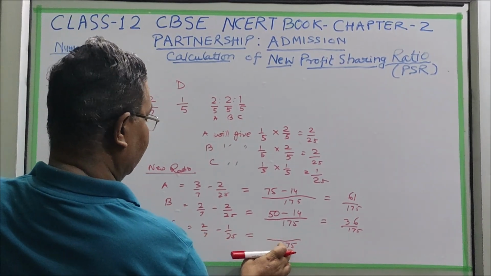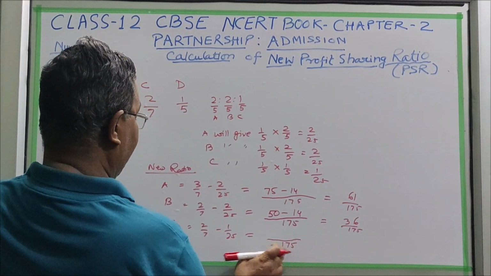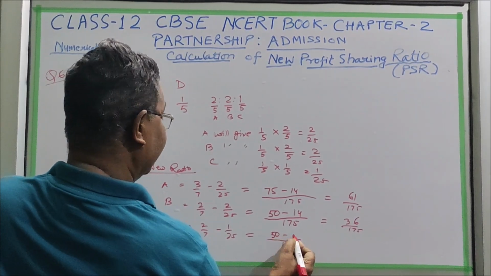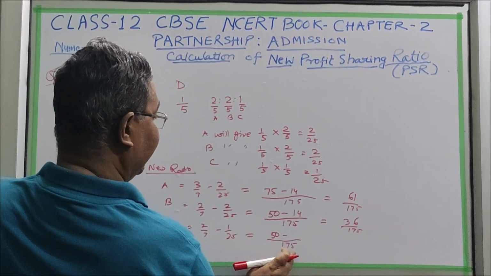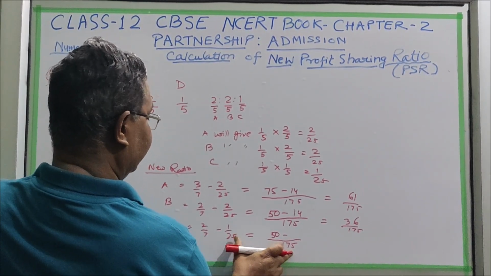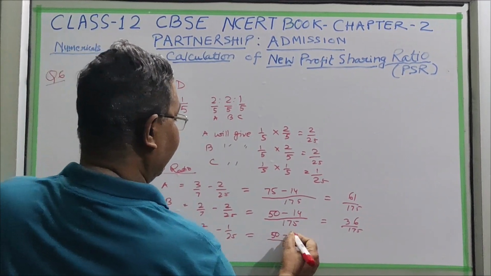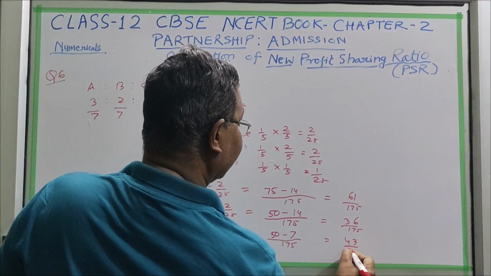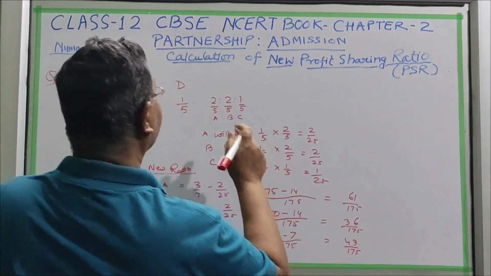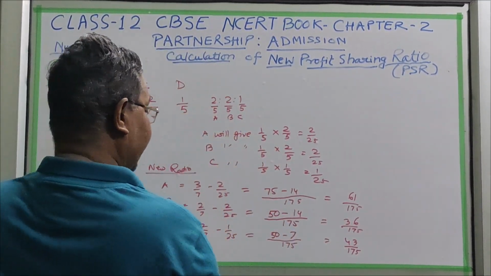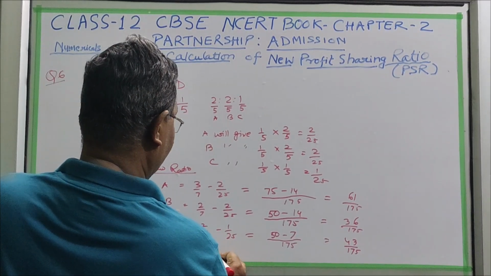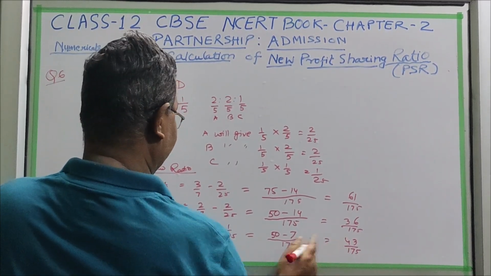And here again 175 will be your LCM. By 7 you divide, you get 25, 25 into 2 means 50, minus by 25 you divide, you get 7, minus 7 is equal to 43 by 175. And of course D is 1 by 5. We have to make it 175.